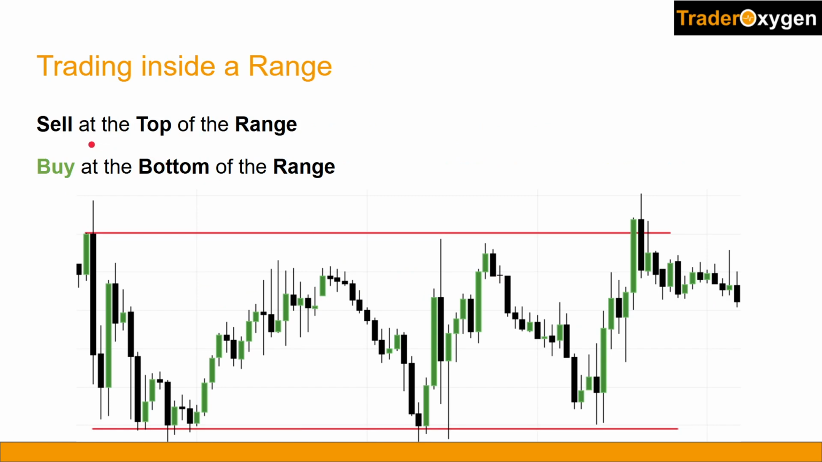So usually traders sell at the top of a range at these points, and traders buy at the bottom of a range. Why? Because at the top they can get premium prices to sell. Why do they buy at the bottom? Because they get discounted prices to buy.